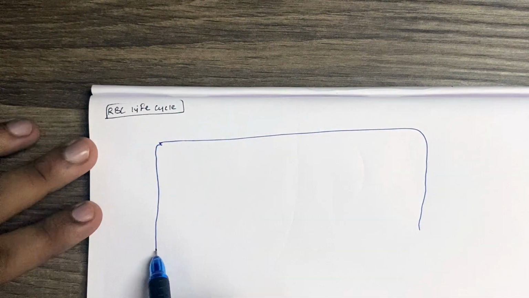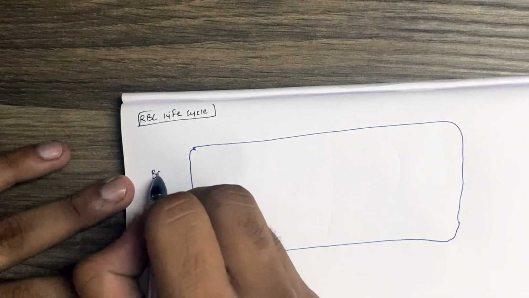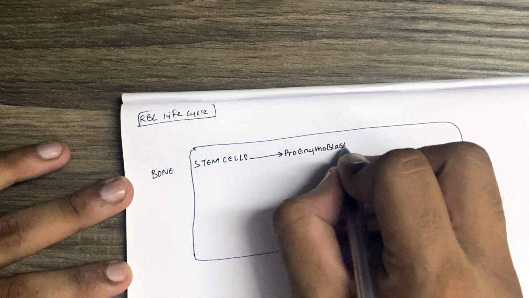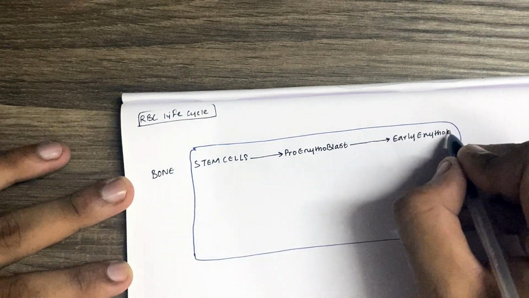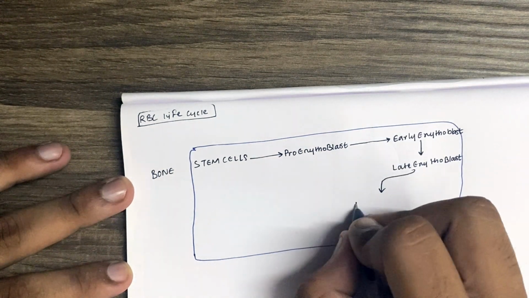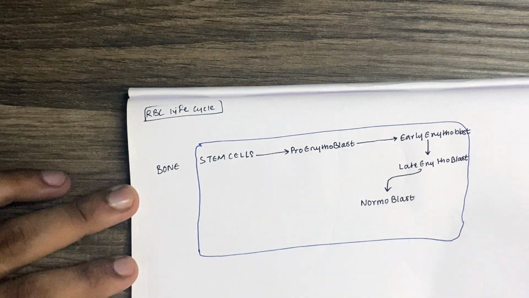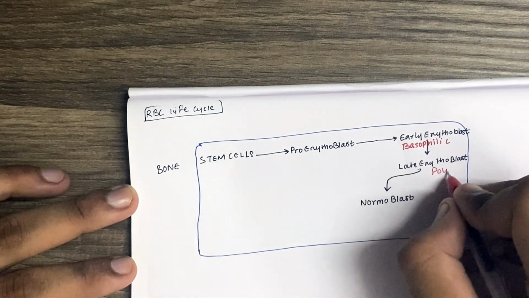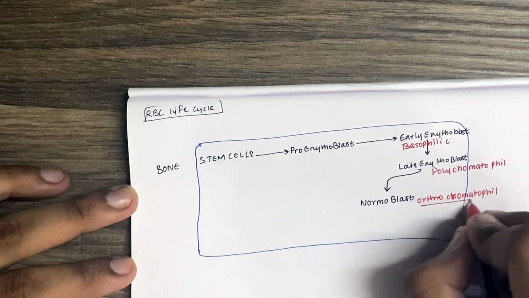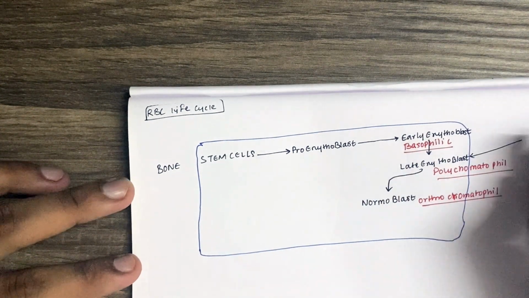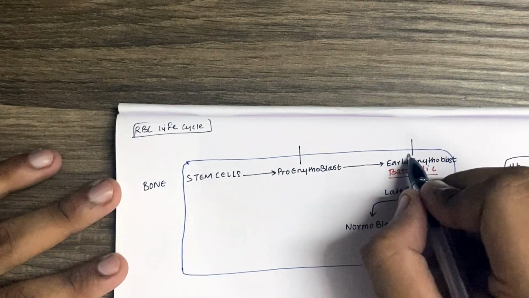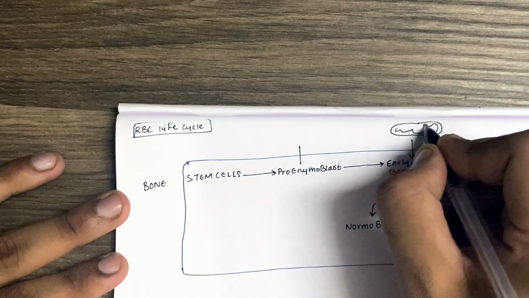The box which I'm drawing here right now is the bone and bone marrow, and the stem cells, as you can see, are further converted into proerythroblasts, early erythroblasts and late erythroblasts. Later it is converted into normoerythroblasts. At this point, these can be named in different forms: basophilic, polychromatophilic, and orthochromatophilic. Accumulation of hemoglobin occurs at the late erythroblast phase, and accumulation of mitochondria occurs in early erythroblasts.